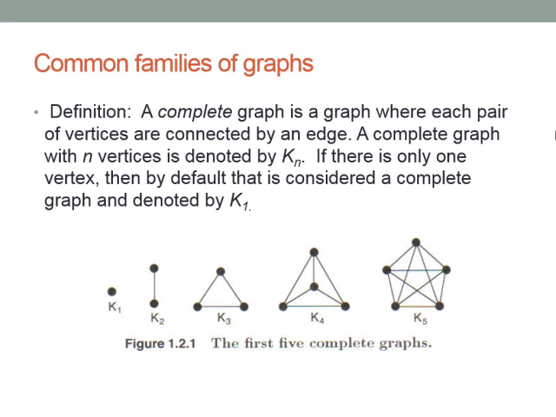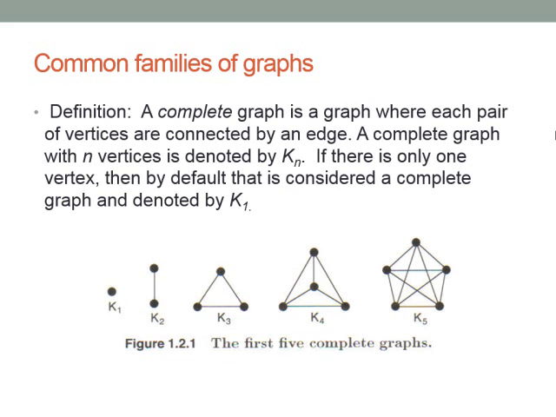The first graph we're going to talk about is the complete graph. The complete graph is a graph where, given any two vertices in the graph, those two vertices are connected by an edge. In other words, every possible edge is in the graph. This graph is denoted by a capital K and a subscript n, where n is the number of vertices in the graph.